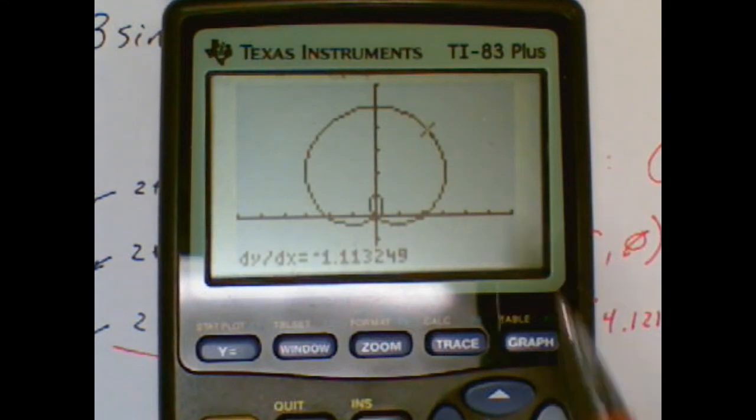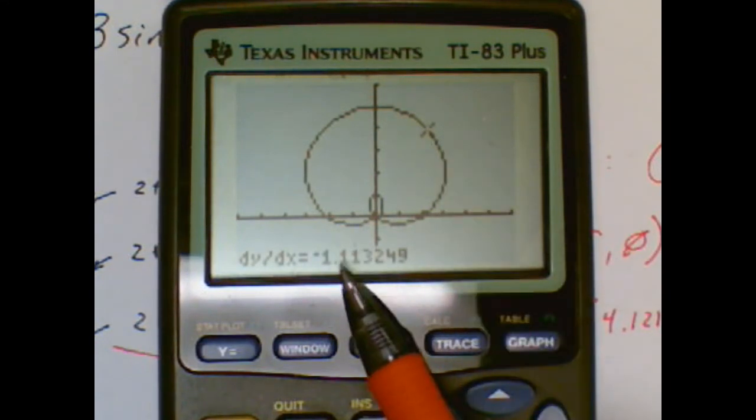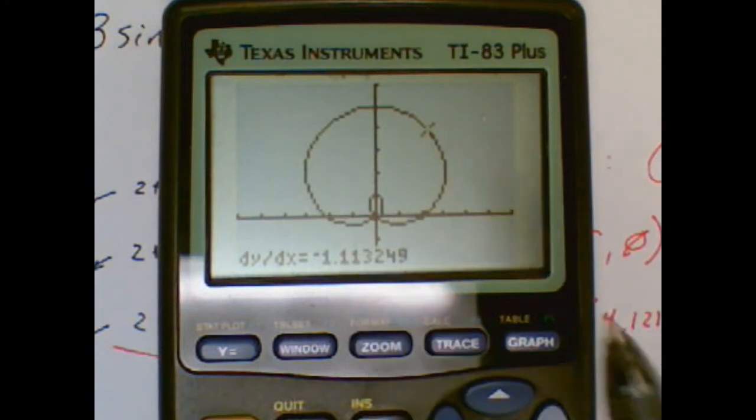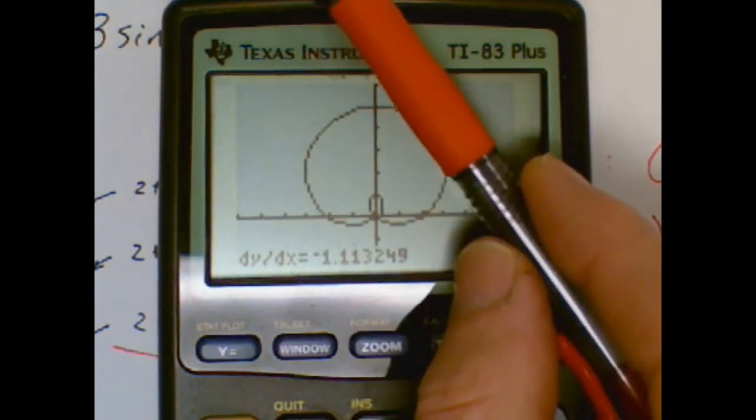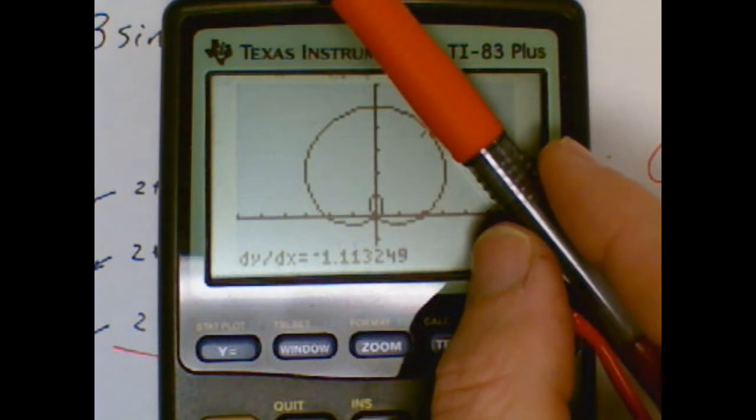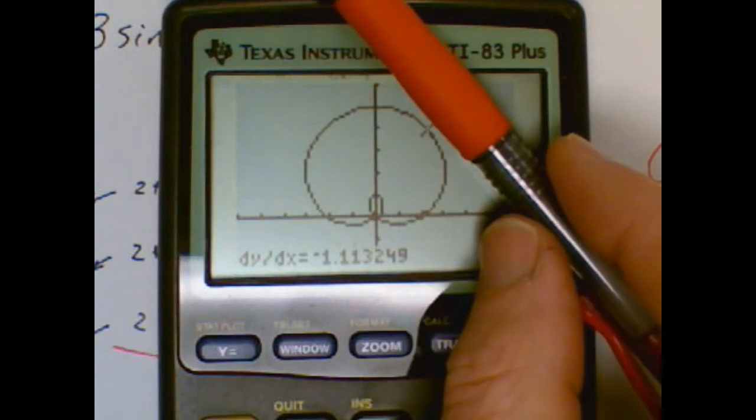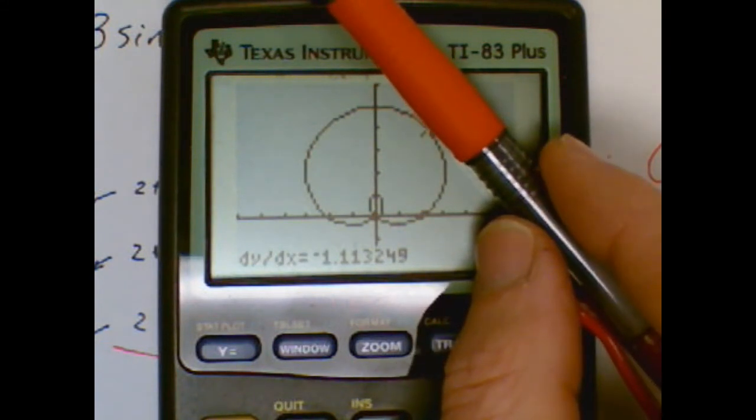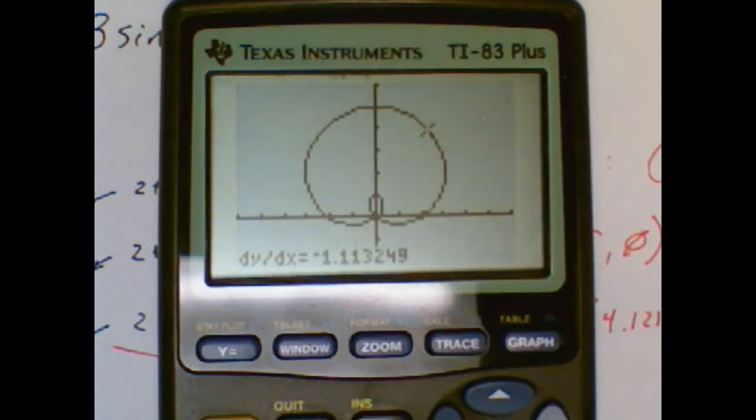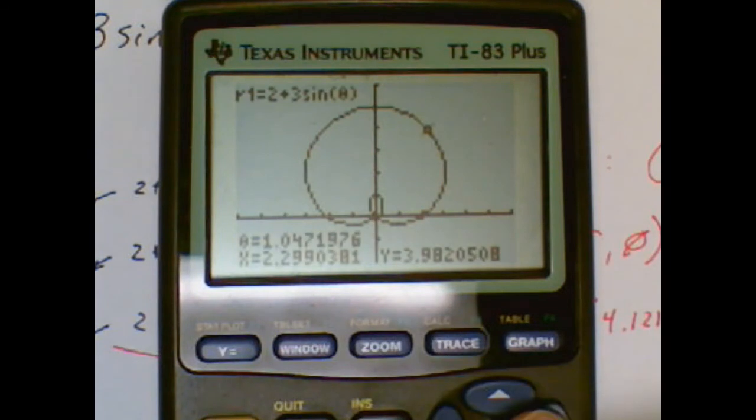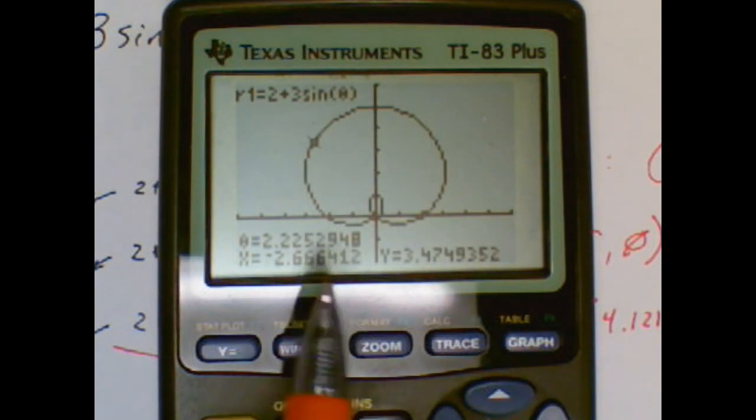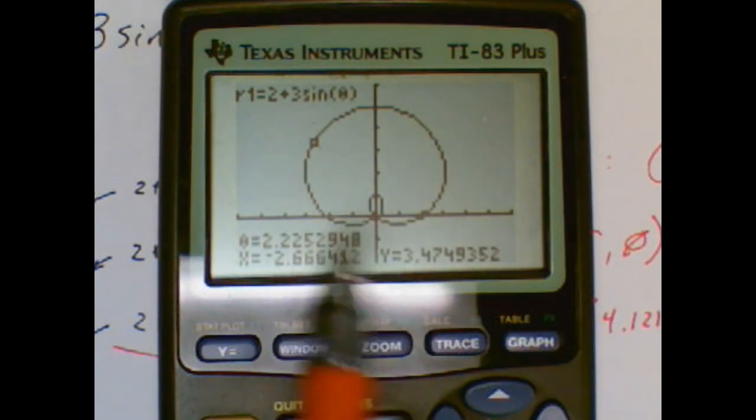And they tell me that my dy dx there is negative 1.11, which should make sense to you because dy dx always stands for the slope of the tangent line, and the slope of the tangent line right there, if you use my pen as an awkward tangent line, is negative. So we'll talk more about that stuff later, and of course you can just do the regular trace. As your turtle goes around the racetrack, you see that you get an update on the x value, the y value, and the theta value.